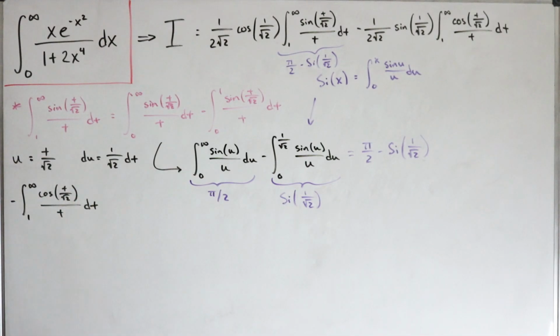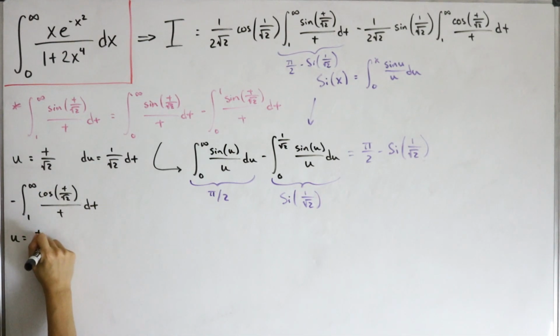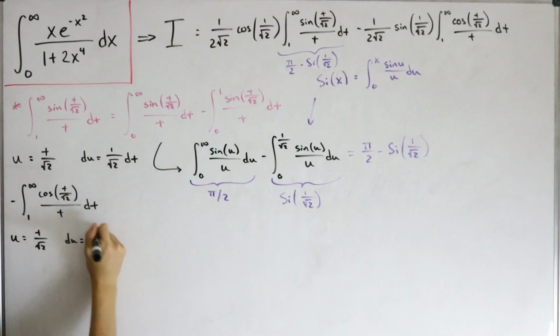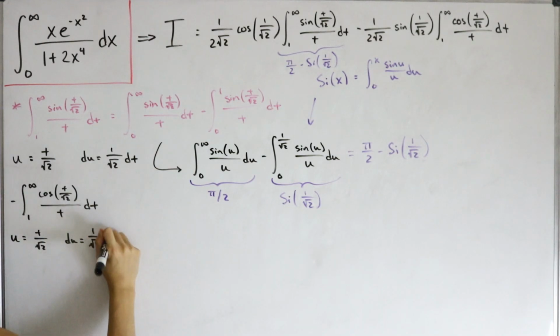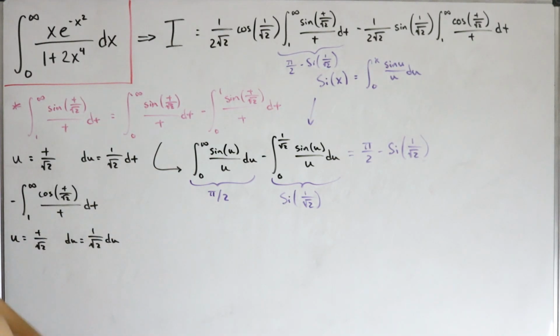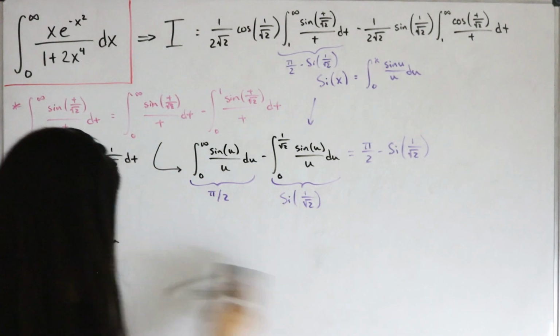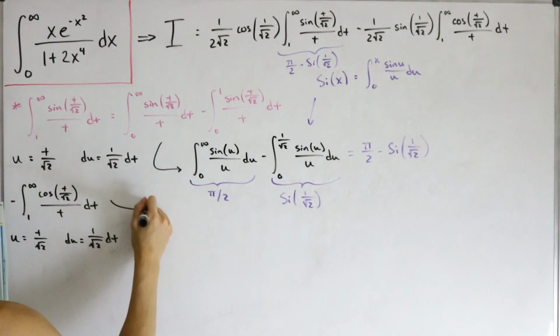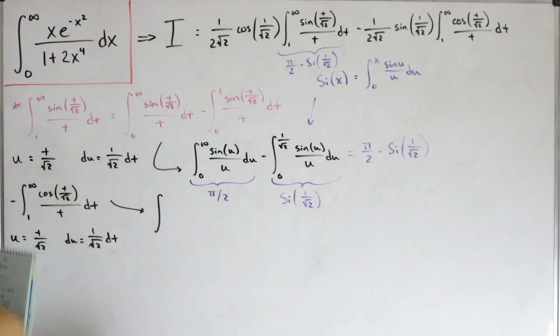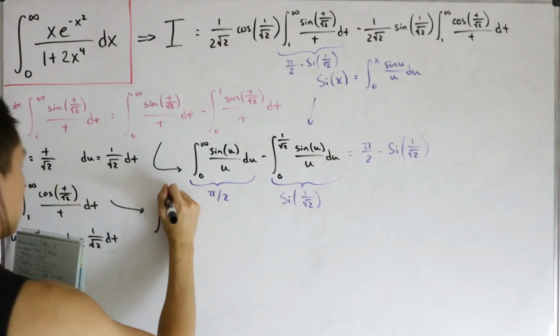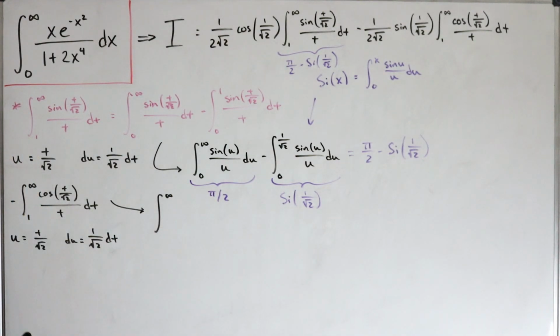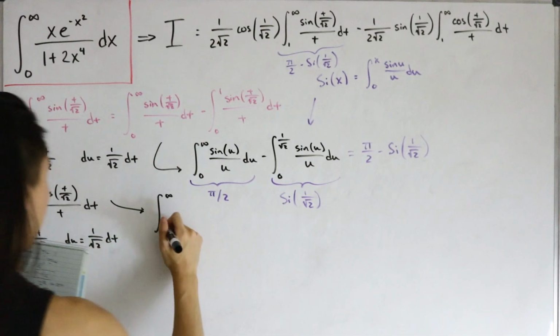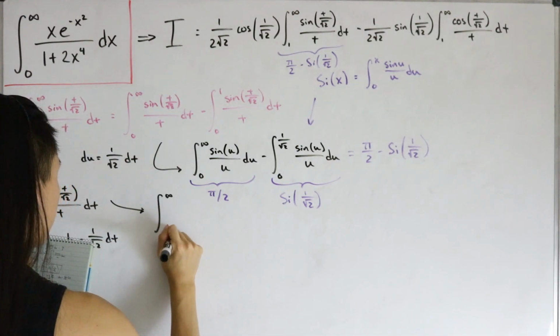We'll perform our little u-sub yet again, the same thing as above. We'll let u equal t divided by the square root of 2. Then du is simply 1 divided by the square root of 2 dt. If I plug everything back in, for our new bounds, plugging in infinity just gives infinity. Then if I plug in 1, I have 1 divided by the square root of 2 on the bottom.